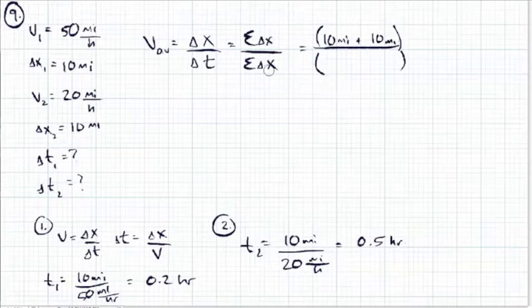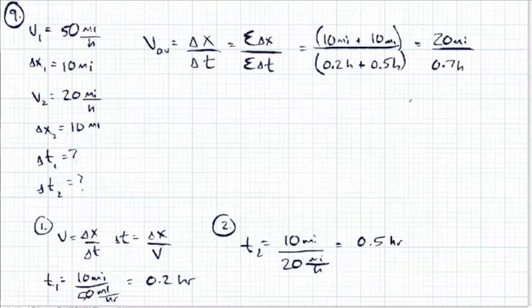total displacement. And you know what? I realized I made a mistake here. That should be a T, shouldn't it? Sorry about that. That should be a delta T. So we're going to add our times together. 0.2 hours plus 0.5 hours. So if we add our top together, 20 miles in 0.7 hours. That leaves us with an average velocity of 28.6 miles per hour.